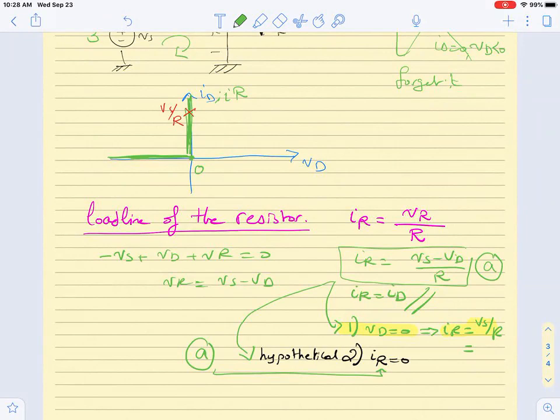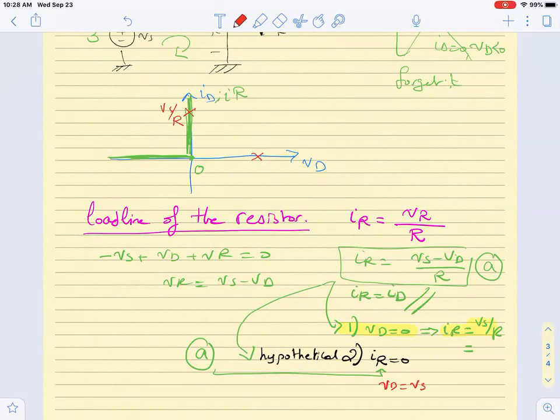Where does it intersect here? Where does it intersect this axis? You mean Vs equal to Vd would see it land equal to 0 equation? Exactly. So when IR equals 0, the solution for Vd will be equal to what?